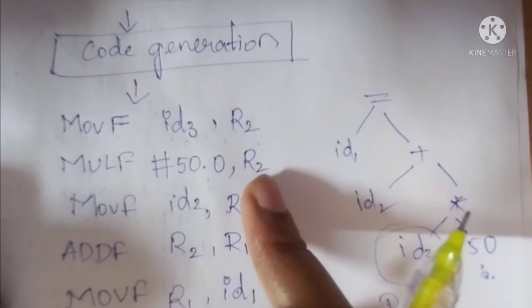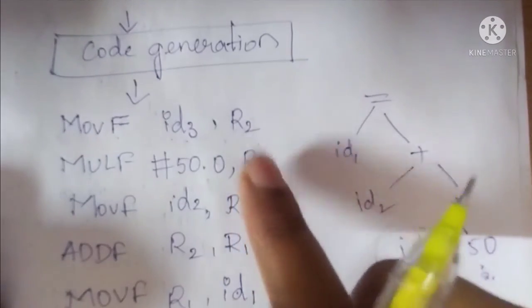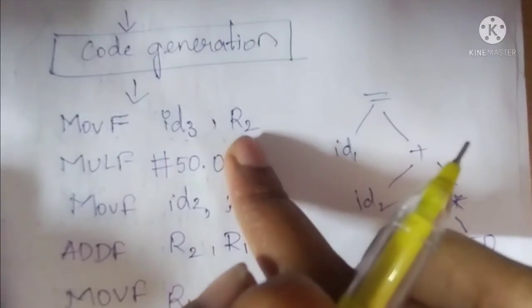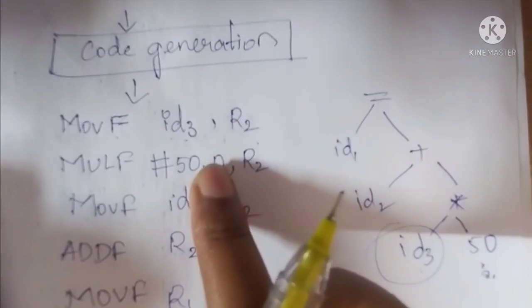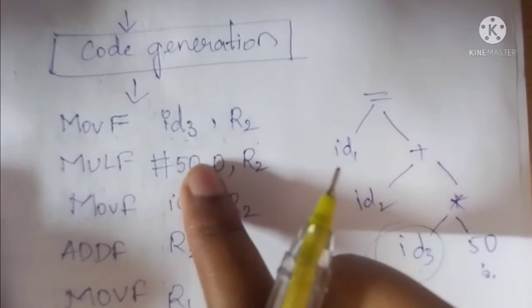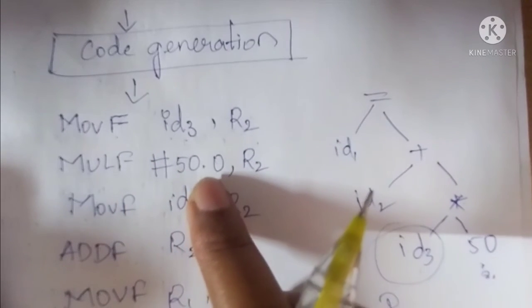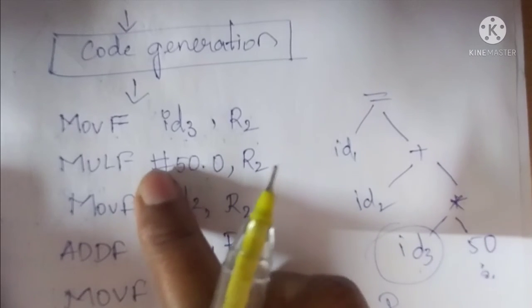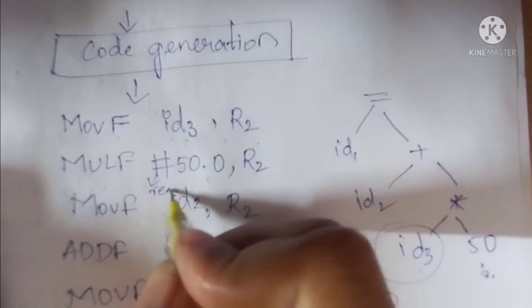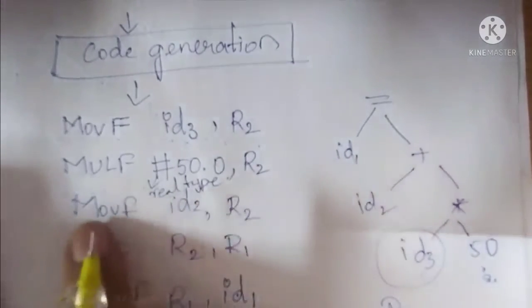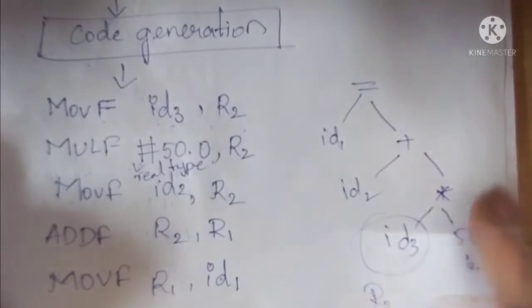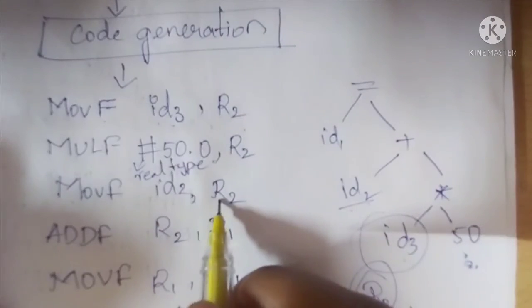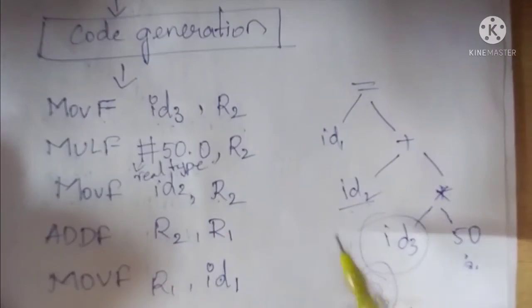Why? Because in R2 we already have id3. We have moved id3 into R2, so again we need not give id3. We can just simply give the float value, that is 50.0. This hash is nothing but the real type. After this, movf id2 to R2. So all this we have moved to R2. Next, id2 we are moving to the R2 register. Okay, this is completely stored in the R2 register.